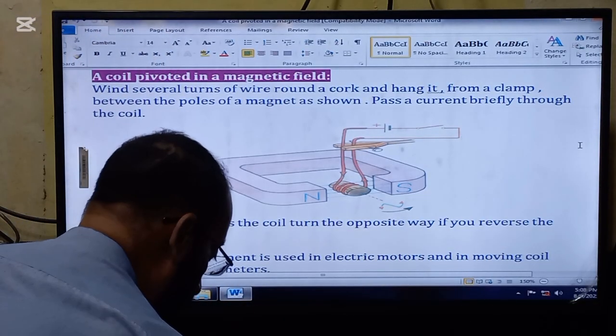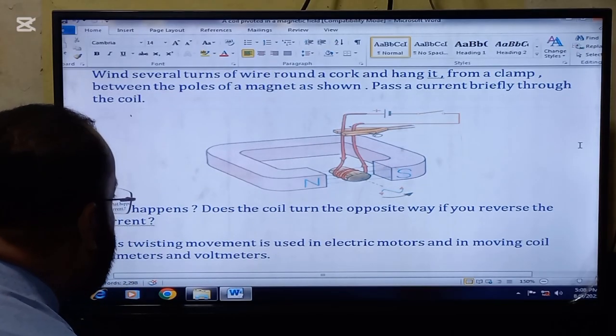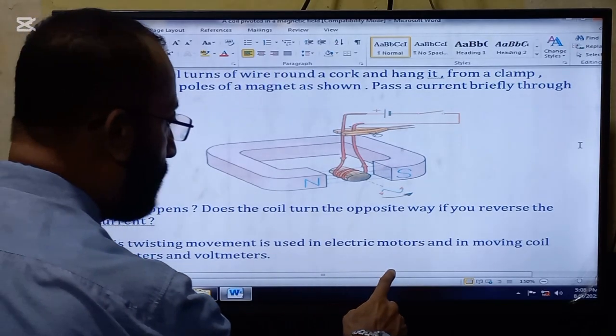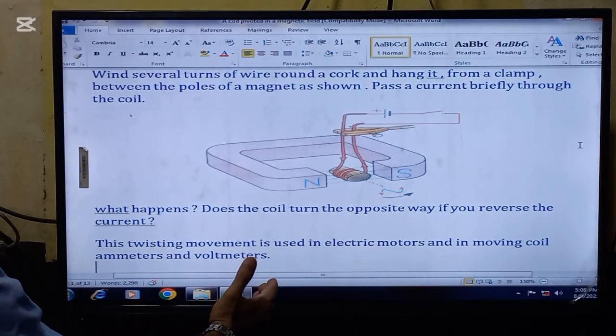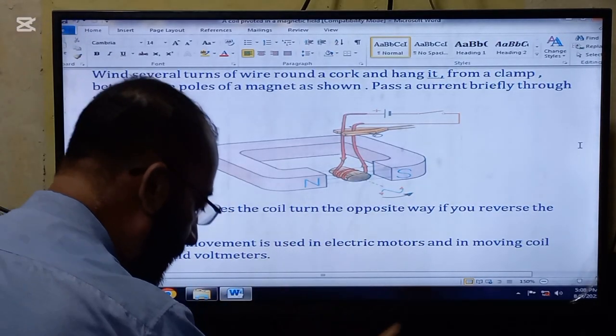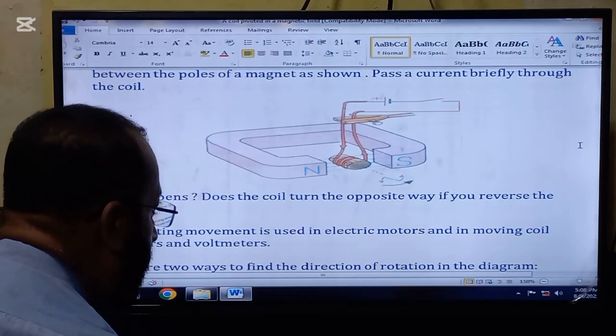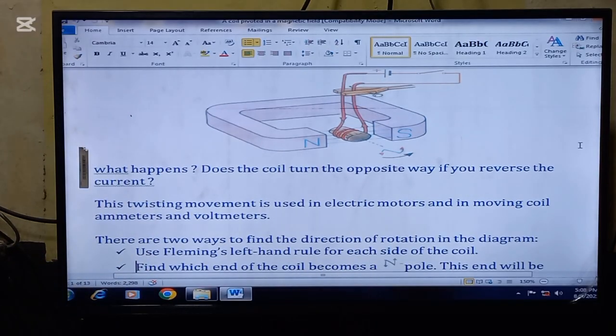This is the question. So this twisting movement is used in the electric motors and in moving coil ammeters and voltmeters. So this is the phenomena. This is the technique which is used in the ammeters and the voltmeters.